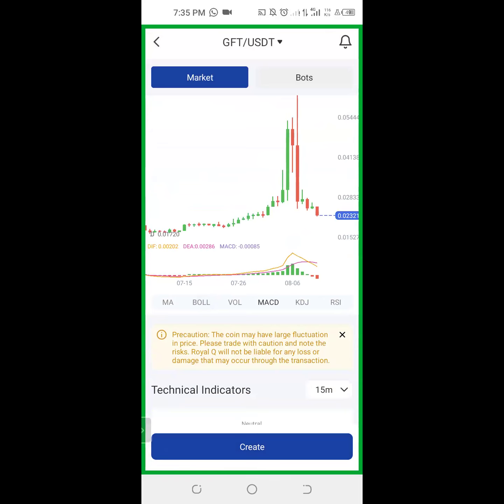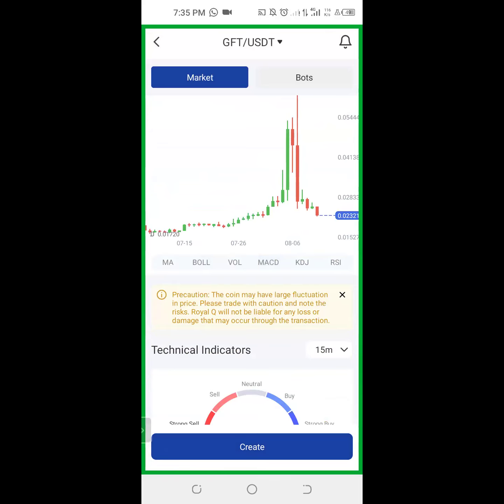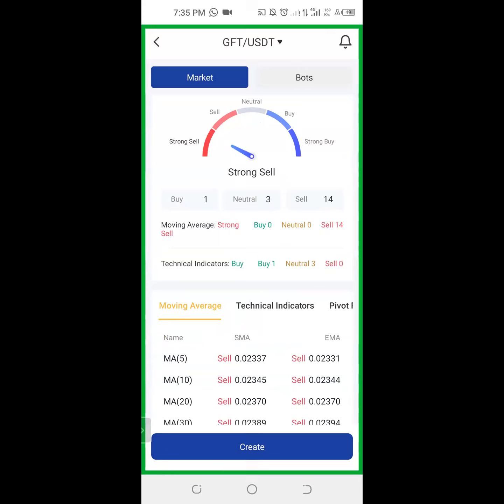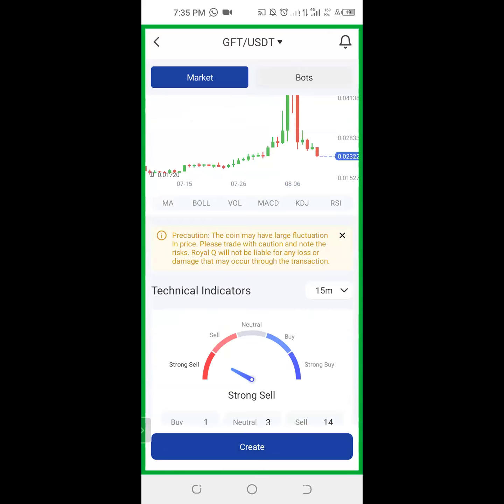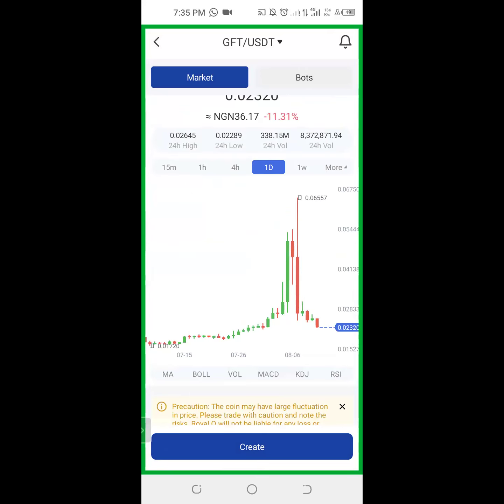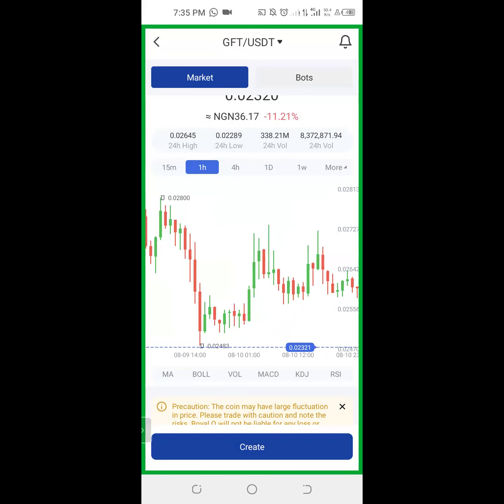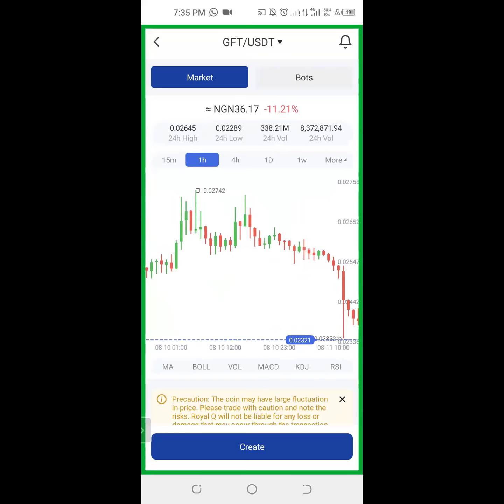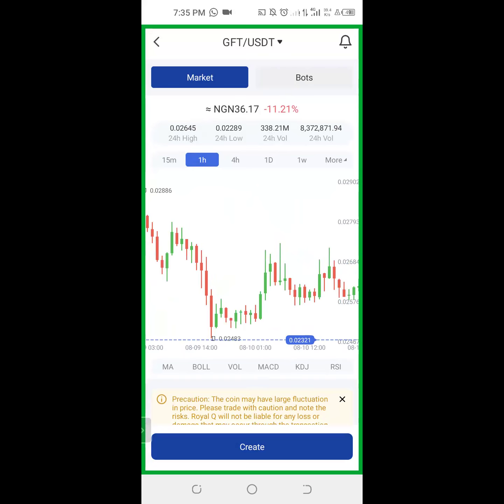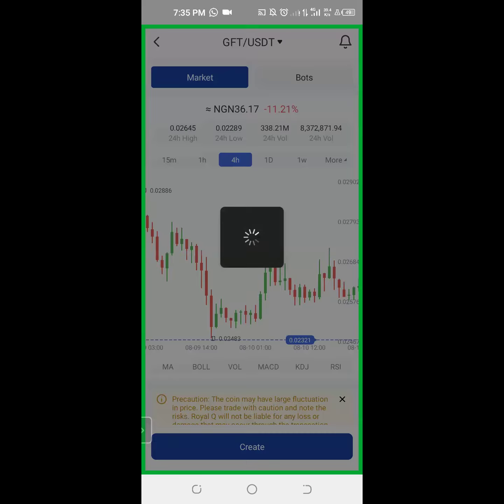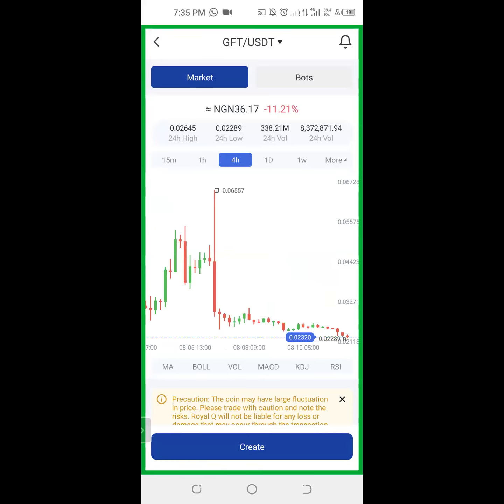Let me clear all these indicators. I want to clear everything now. There's another indicator down here, but I'm not teaching us this one today. I'll be doing all this training week by week. Now you can see that this chart is blank. I've not added any indicator whatsoever.